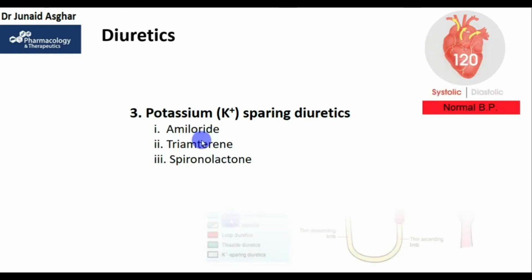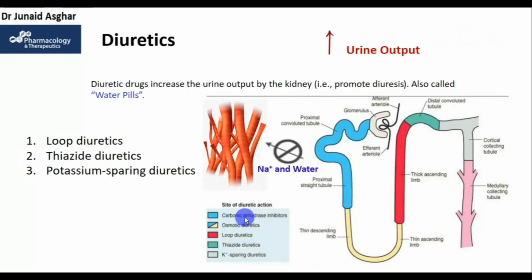act within the nephron. Carbonic anhydrase inhibitors are primarily used to reduce elevated intraocular pressure, whereas osmotic diuretics are used to reduce cerebral edema. Now let's have a look at the site of action of different diuretics in the nephron. Please pay attention to the different colors.